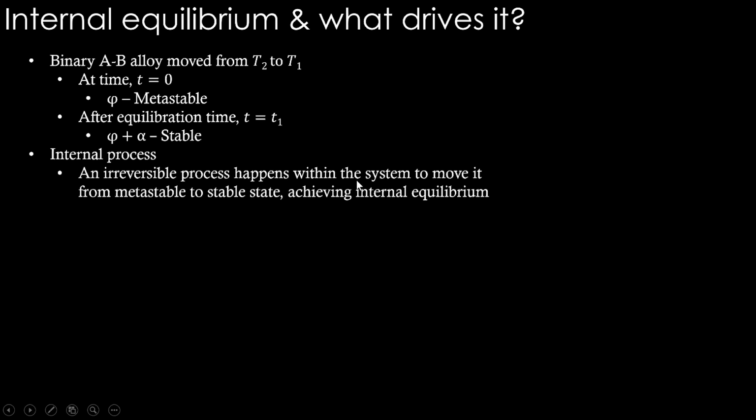This is important. It happens within the system, so we put this word internal, and it is irreversible. You see, we bring it from some other high temperature to a low temperature, right? So the entire transformation happens at low temperature. Definitely there is something highly metastable turning to a stable state. So this is some kind of an abrupt process. This is not a reversible, extremely slow process.